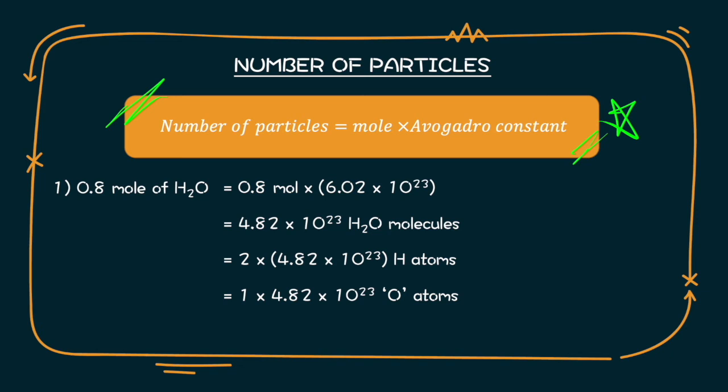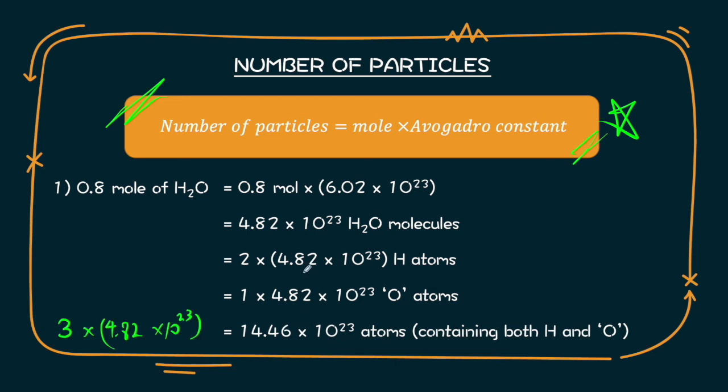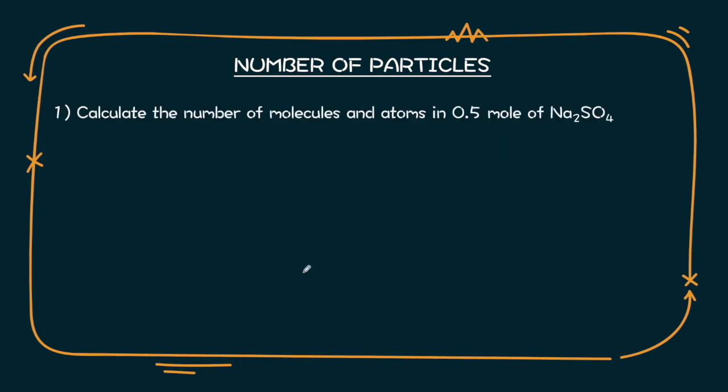So in exam, if they ask for what is the total number of atoms for 0.8 mole of H2O, you have to take note, you need to use 3 times 4.82 times 10 to the power of 23, giving you the answer at here, the 14.46 times 10 to the power of 23. Okay, let's move on to the next 2 examples, 0.5 mole of Na2SO4 and the Al compounds.